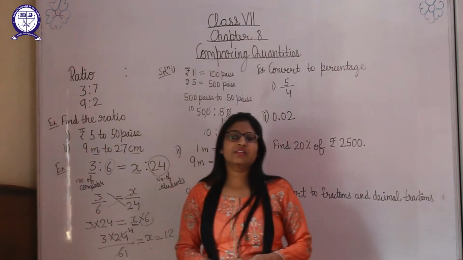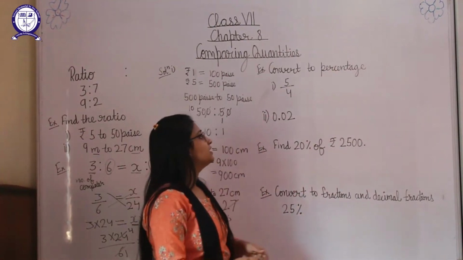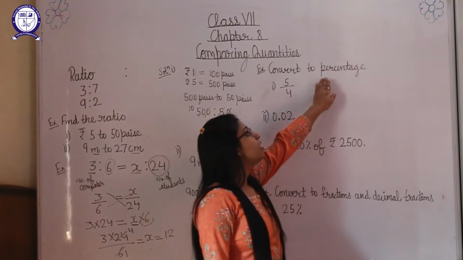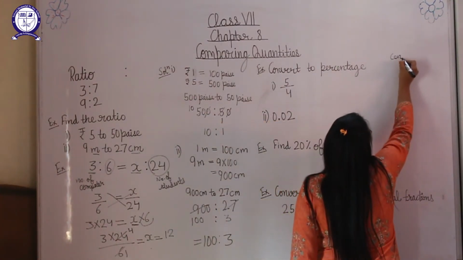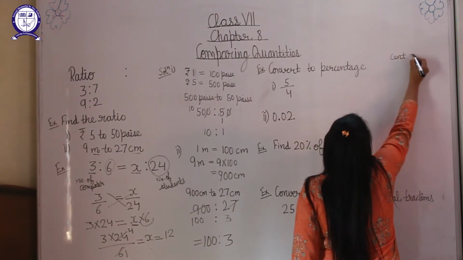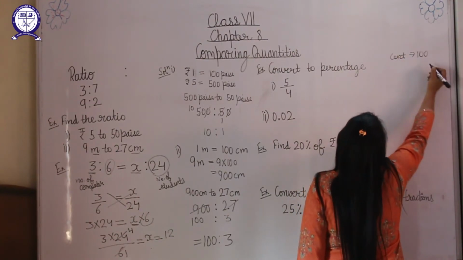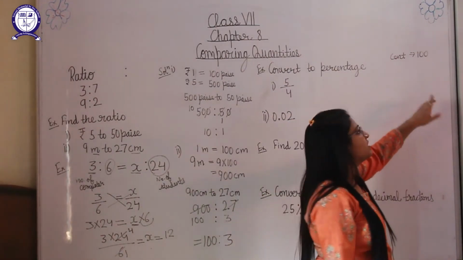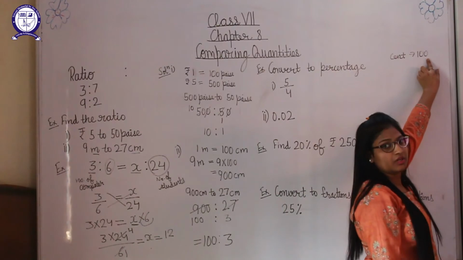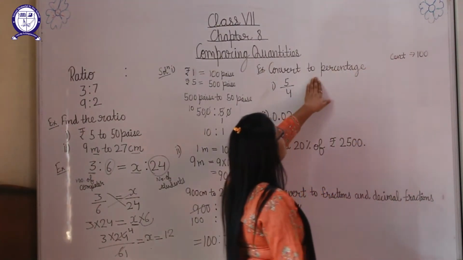Now students, the next topic is about percentage. Students, what is percentage? Percent. Cent means 100, and this word is from the word century. We know that in a century 100 runs are there, or 100 years are there in a century, so the word cent is for 100. Okay, so convert to percentage.